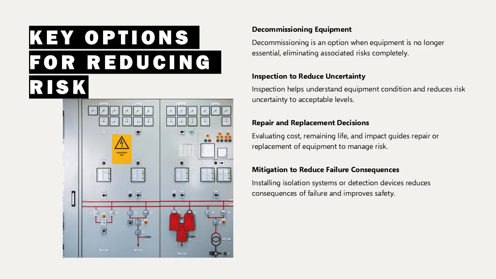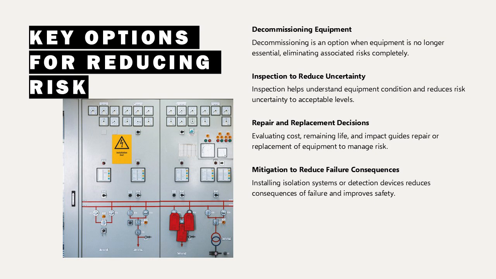Risk mitigation strategies, key options for reducing risk. When unacceptable risk is identified, several mitigation strategies can be considered. Decommissioning may be appropriate when equipment is no longer essential to operations. Inspection can be used to improve understanding of equipment condition and reduce uncertainty, potentially lowering calculated risk to an acceptable level. Repair or replacement decisions involve evaluating cost, remaining life, and operational impact.